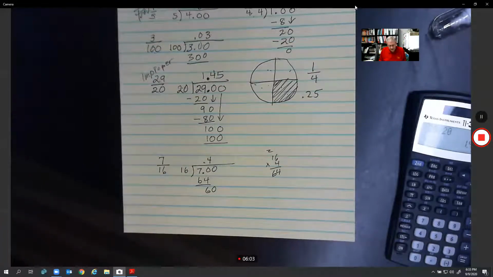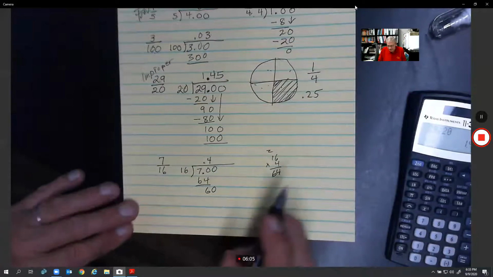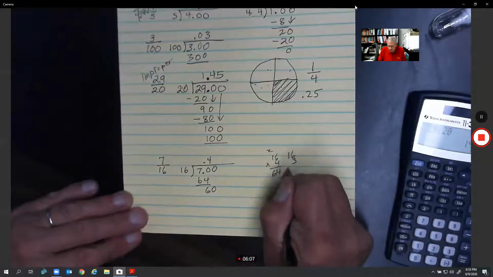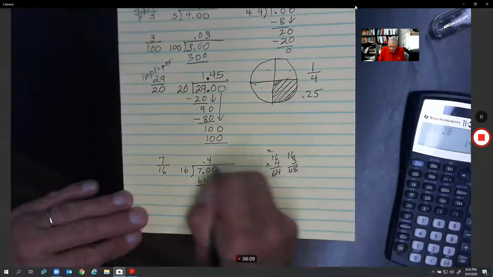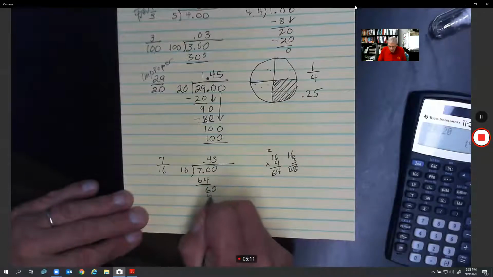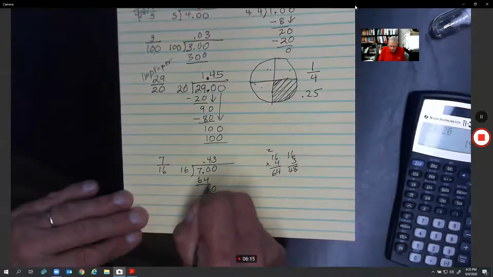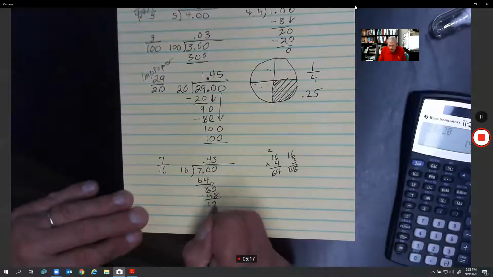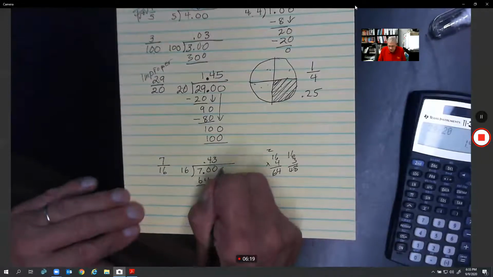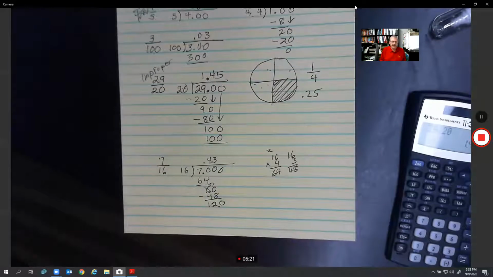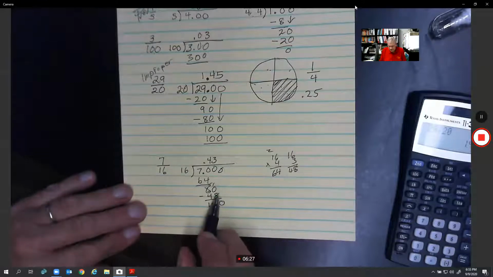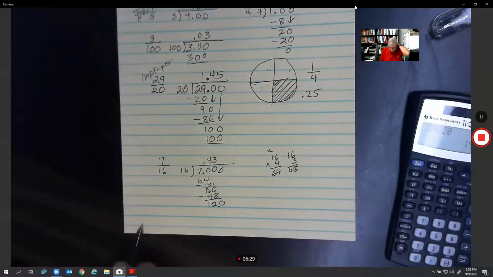Well, we know it can't go in 4 times because that's 64. So probably 3, 18, 48. 3, 48. Subtract, and of course, borrowing all that good stuff, 12. Add another 0. Now this is kind of a tough division. 16 into 12. Well, we won 3 with 48.